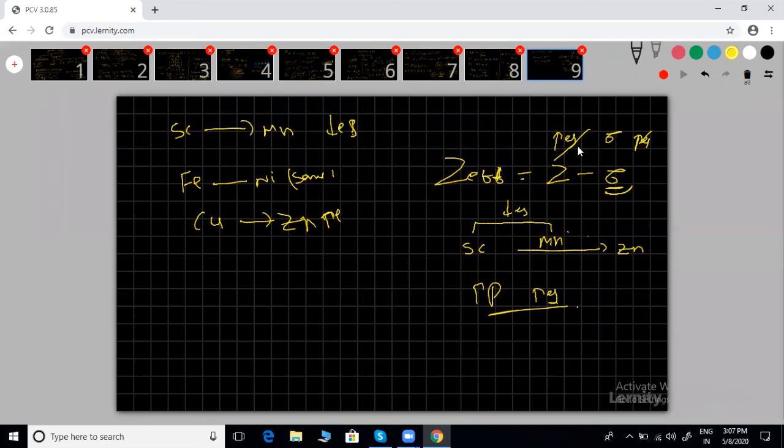Clear? Because of this reason, since they have bigger size, they can't fit in the crystal lattice properly. That is the reason all zinc family elements have low boiling points, though they have the highest radius. So can you give the answer here? Nickel, copper, zinc, this is the size order. If I give scandium, titanium, vanadium, chromium, which one has the bigger size? Scandium. Scandium to manganese atomic size decreases, so this is the size order.